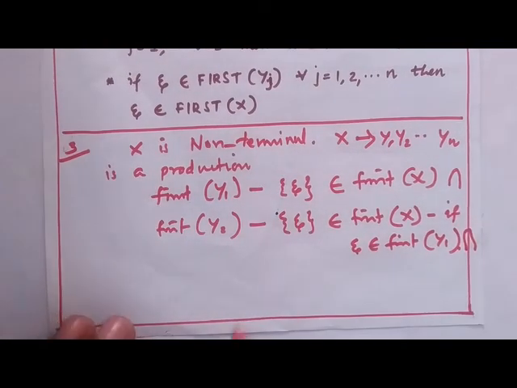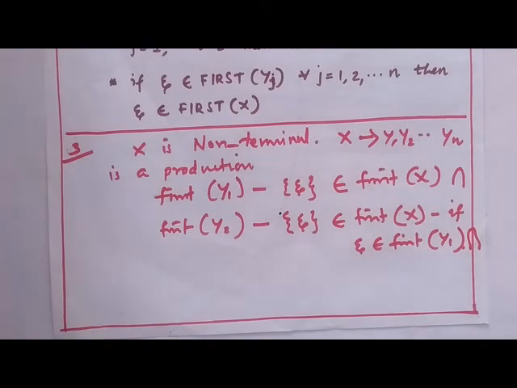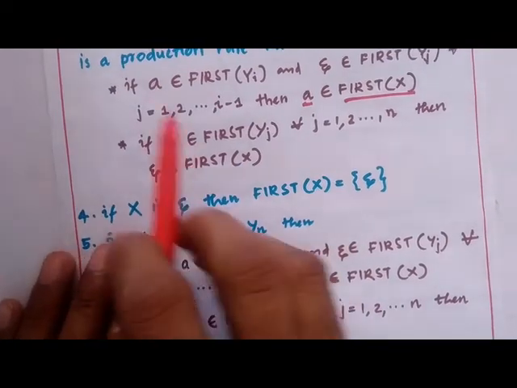And this will continue, like everything in first of y3 except epsilon belongs to first of X, if epsilon is present in first of y1 and first of y2, and everything in first of y4 except epsilon belongs to first of X, if first of y1, first of y2 and first of y3 contain epsilon. That is what this rule is telling.